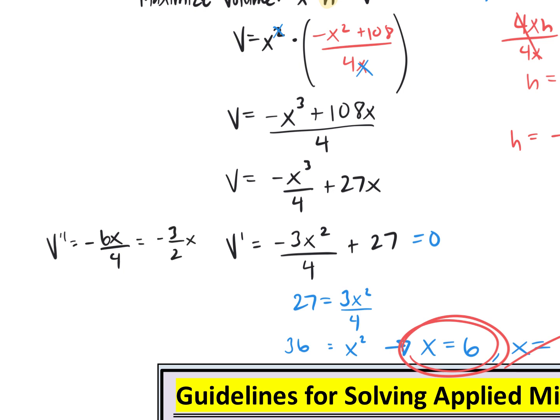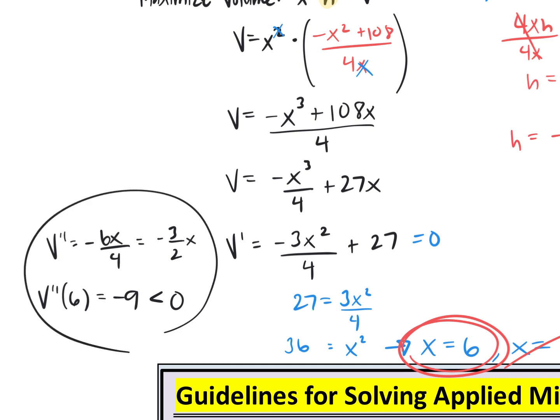And if I plugged in that x value of 6, so if I did v double prime of 6, I would end up getting negative 18 over 2, so 9. Or sorry, negative 9, right? Negative 9, which is less than 0. And if you look over on the board over there, our second derivative being less than 0 is also a maximum, okay? But we don't have to do that. I was just showing you that the second derivative test works here as well to show that that's a maximum, okay?